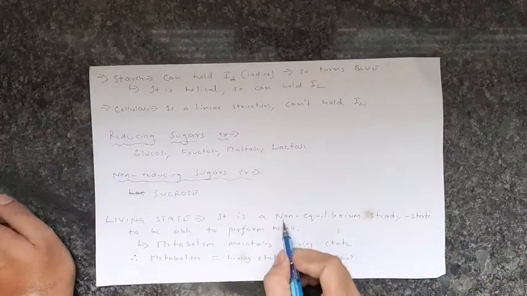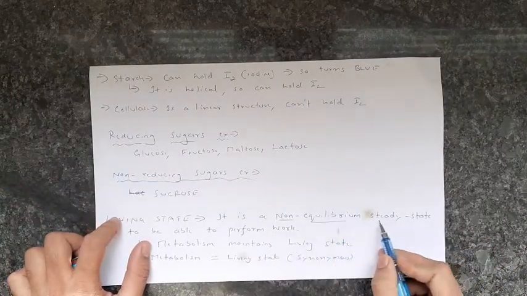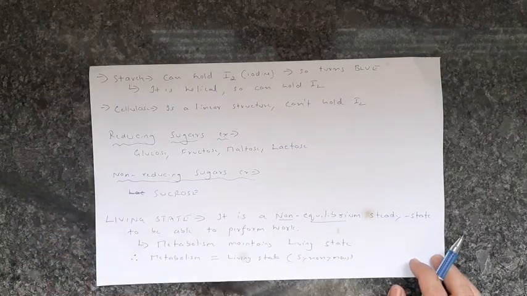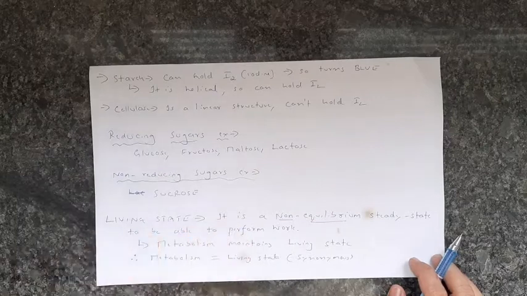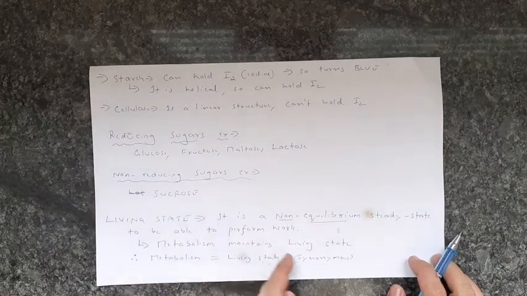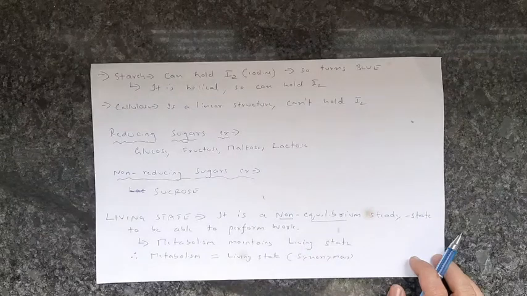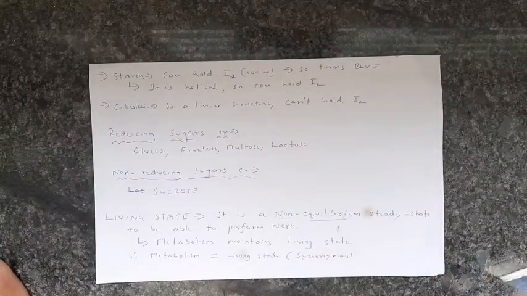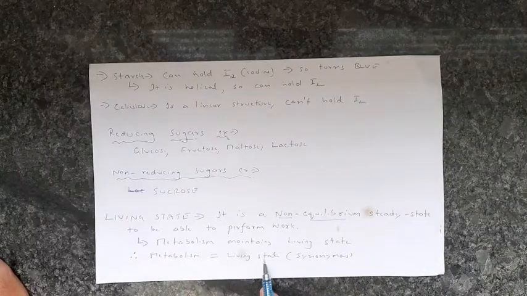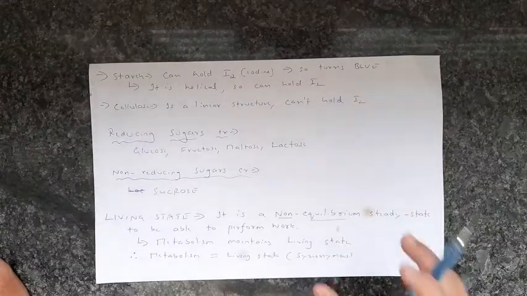What is a living state? Living state is nothing but, remember, a non-equilibrium steady state to be able to perform work. So what is the meaning of non-equilibrium? The metabolic rate should not match with the steady state. So that is non-equilibrium. Metabolism always maintains the living state. It's because of what kind of reactions are occurring inside your body that your other organs start to work. So metabolism is equal to living state. Metabolism and living state are synonymous. So this is very, very important. Done.